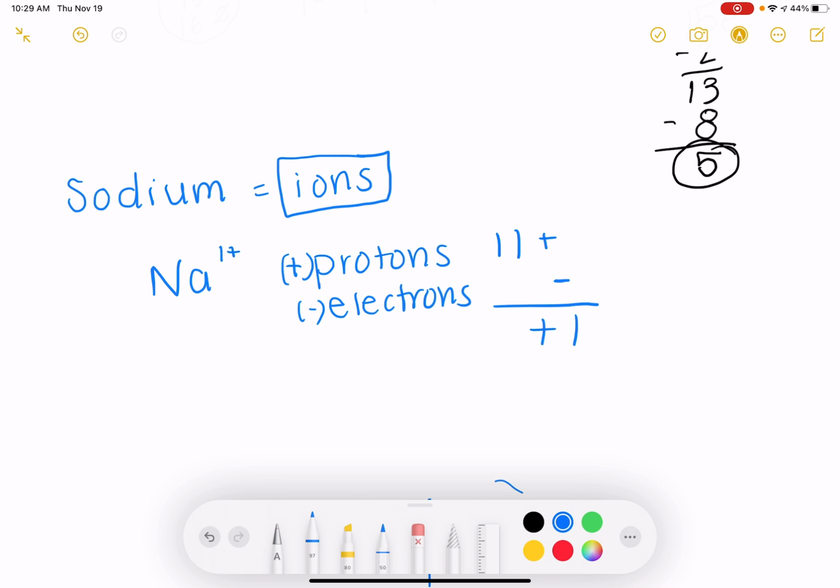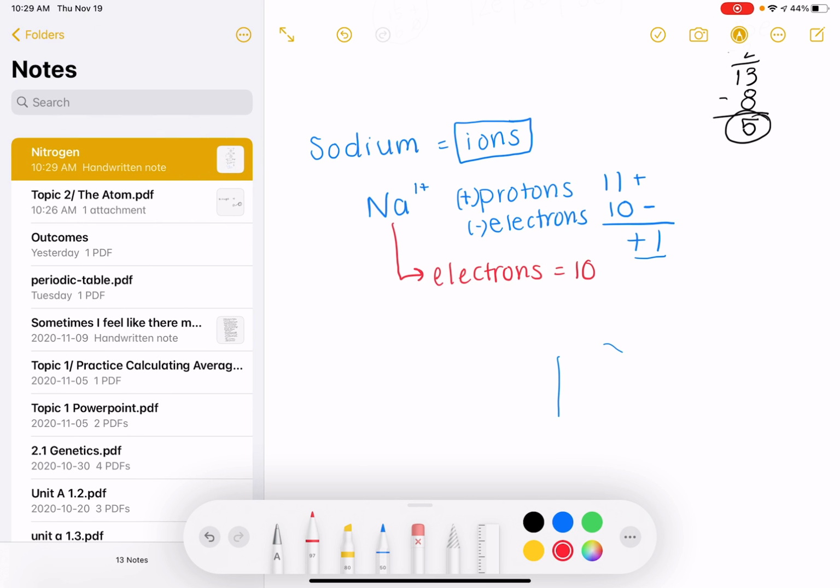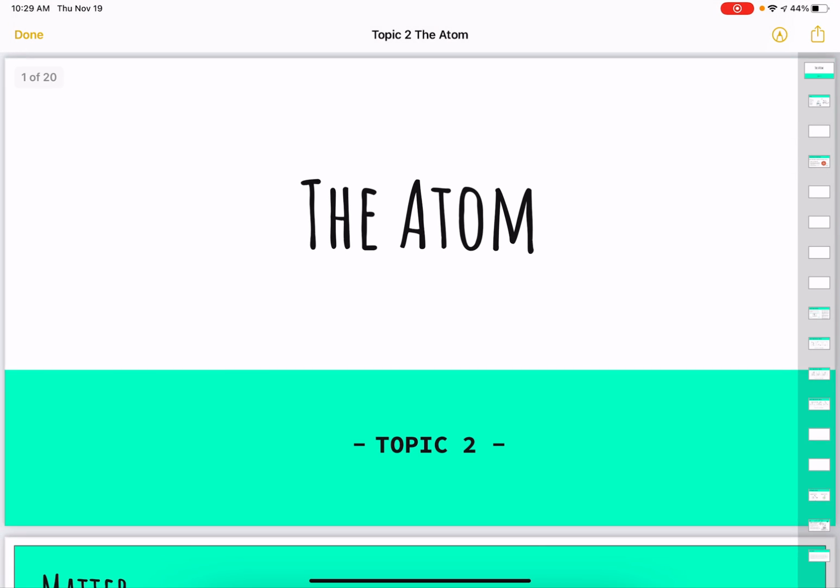Well, basically you can just say in your head, 11 minus what gives you 1? And the answer here would be 10. 11 minus 10 gives you 1, okay? So that's how we figure this out. The question's asking how many electrons are in a sodium ion. And the answer is 10. That's how you do that type of question. Okay, so there's more of these. It's on the very last slide.